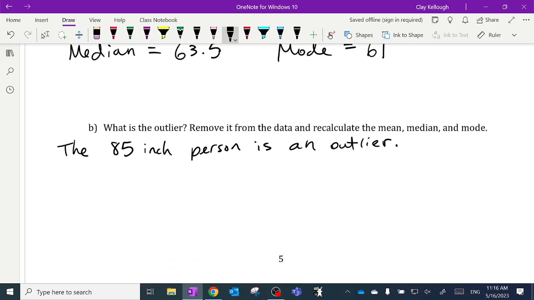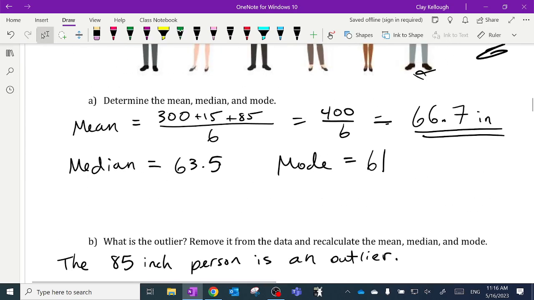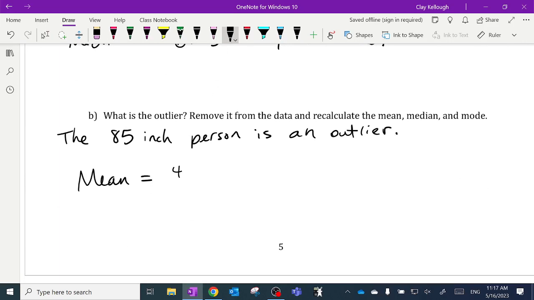So if we removed it, we would now have a mean where, and I'm not going to re-add all those numbers, that's kind of a waste of time. I already know that they add up to make 400. So if I remove one person, they now add up to 400 minus 85. And we started out with 6 people, and we're taking away one of those people. So my new calculation is 315 over 5, which works out nicely. That's a little better for an average.